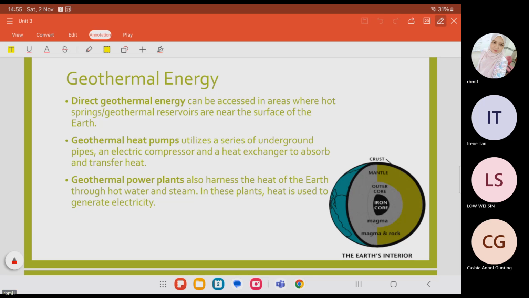Here, geothermal heat pumps utilize a series of underground pipes, an electric compressor, and a heat exchanger to absorb and transfer heat. Geothermal power plants also harness the heat of the Earth through hot water and steam. In these plants, heat is used to generate electricity.